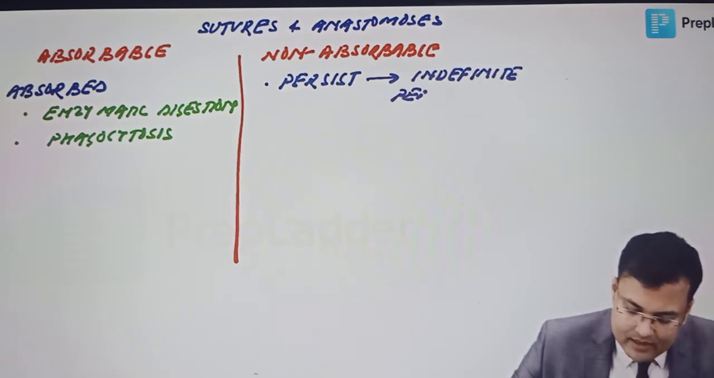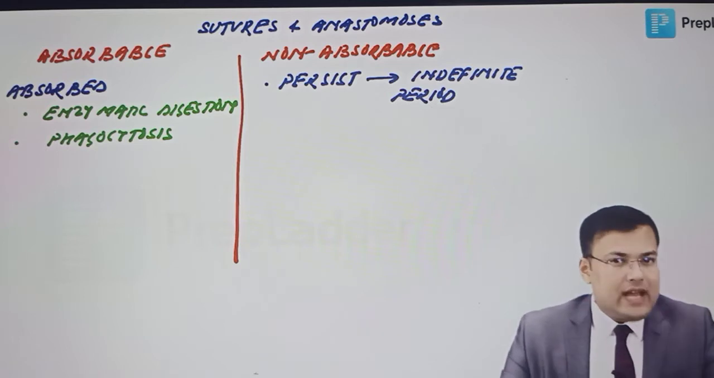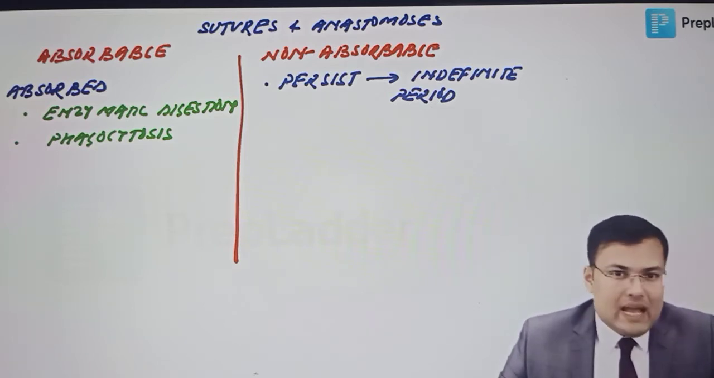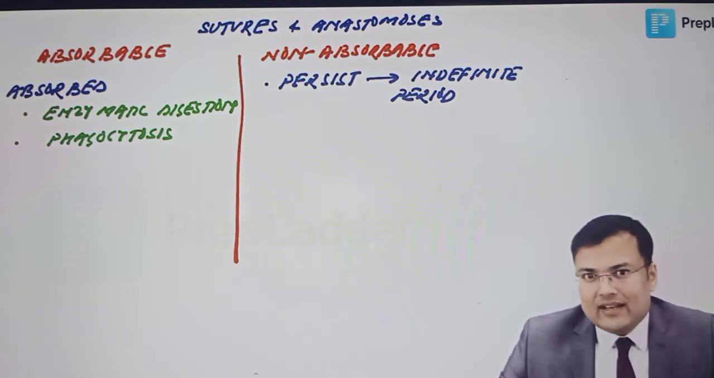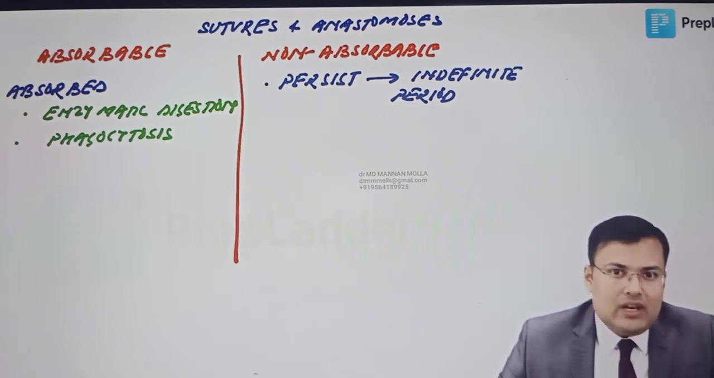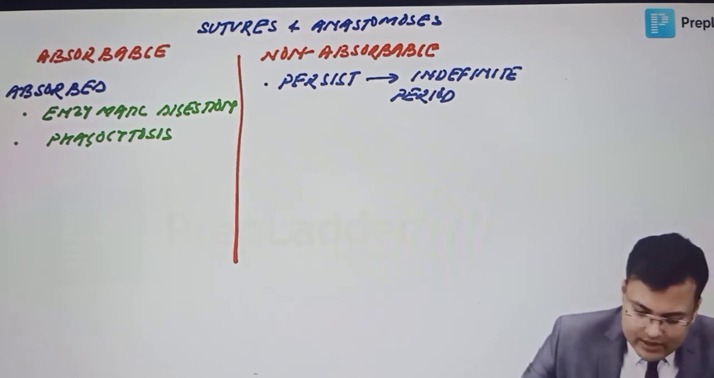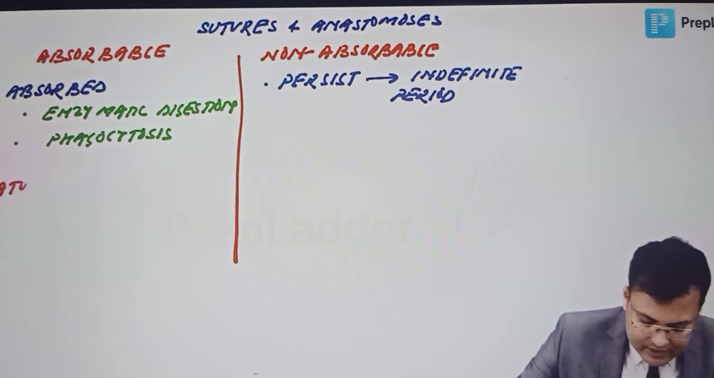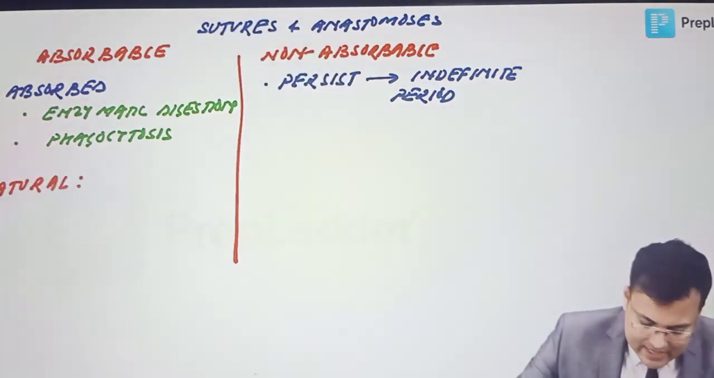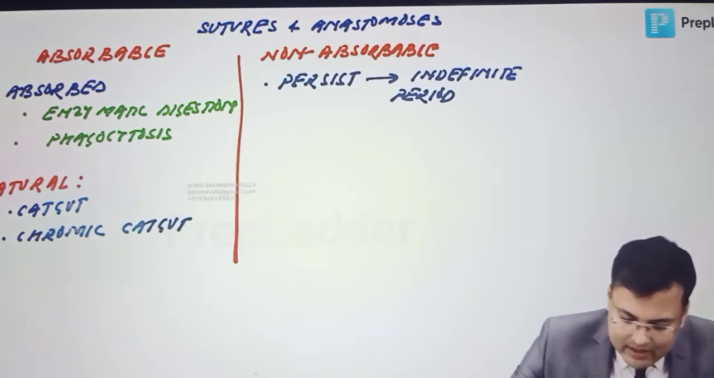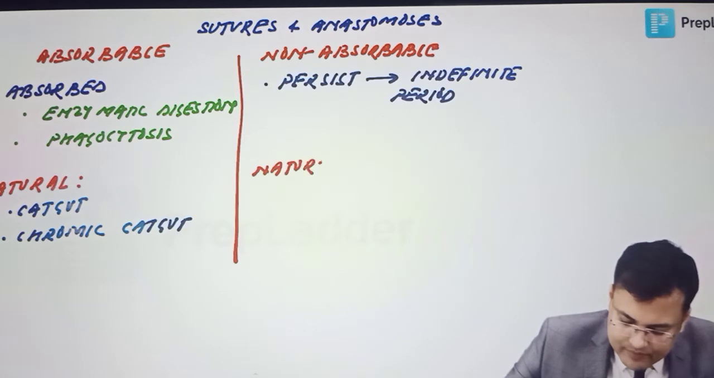Now there is further division: absorbable and non-absorbable sutures are further divided into natural and synthetic. So what are natural absorbable sutures? Chromic catgut and catgut. What are natural non-absorbable sutures? Silk and linen. Okay. So the natural absorbable sutures are catgut and chromic catgut, and the natural non-absorbable sutures are silk and linen.